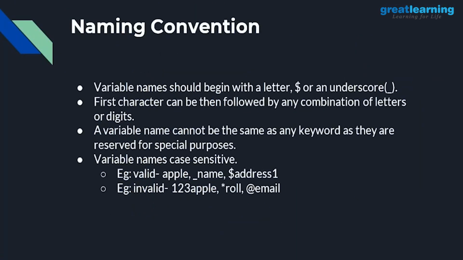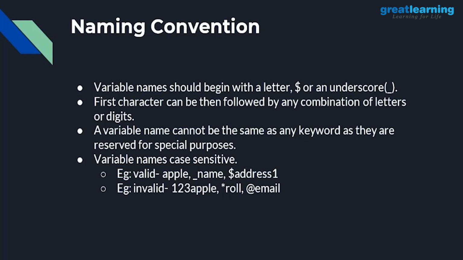Now the naming convention. There has to be a naming convention, right? If you name a variable with digits, like 1 2 3, is that the correct way? No. So for that we need a naming convention. A variable name should begin with a letter, a dollar sign, or an underscore. So this is valid.